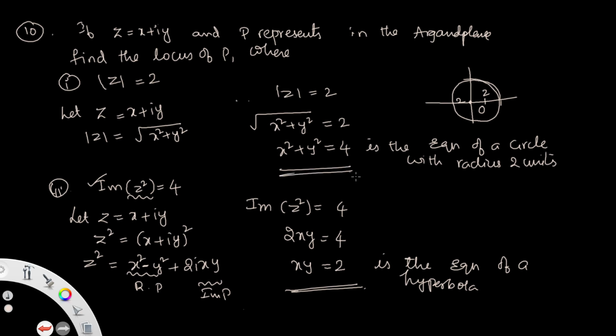To find the locus in the given questions: if mod z equals 2, that is x square plus y square equals 4. If the imaginary part of z square equals 4, take the real part and imaginary part separately, then you get xy equals 2, the equation of a hyperbola. So the very short answer questions are over.